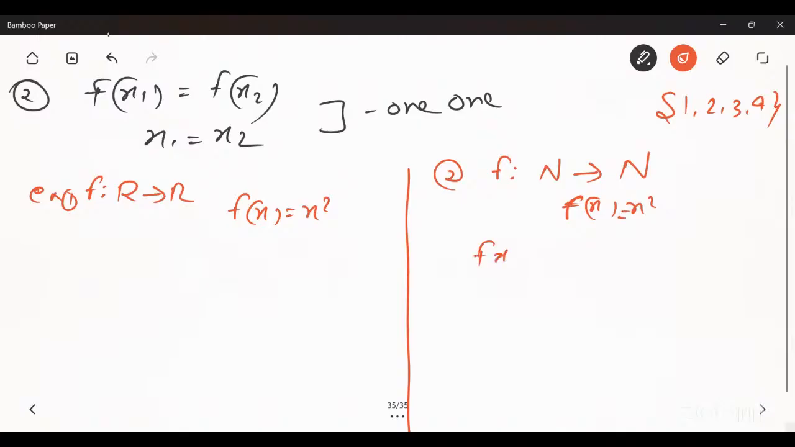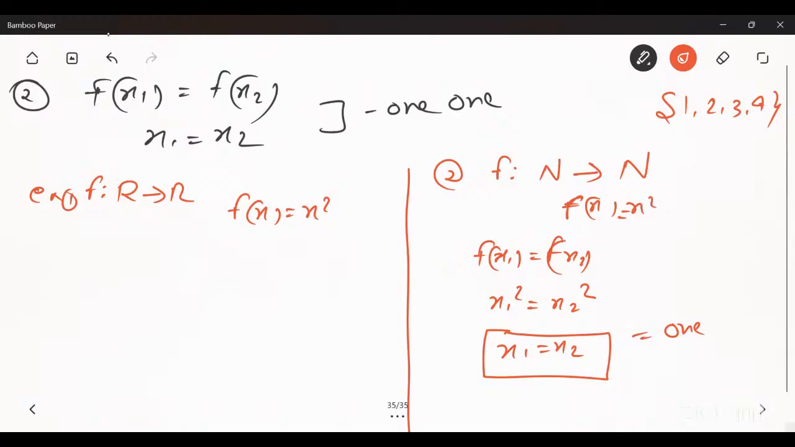Now f(x1) is equal to f(x2). So x1 square is equal to x2 square. So x1 is equal to x2 here. So that function is known as a one-one function. But here f(x1) is equal to f(x2) here.